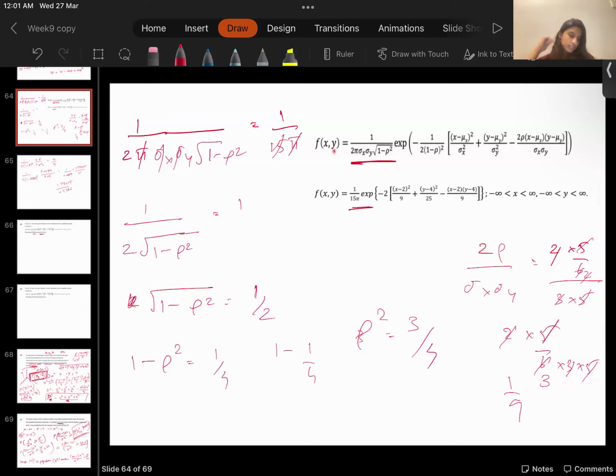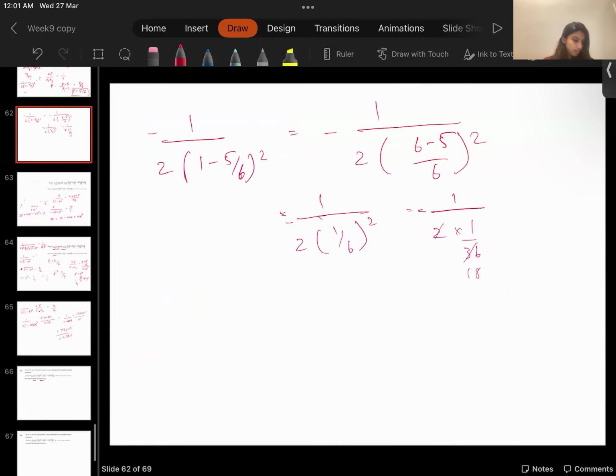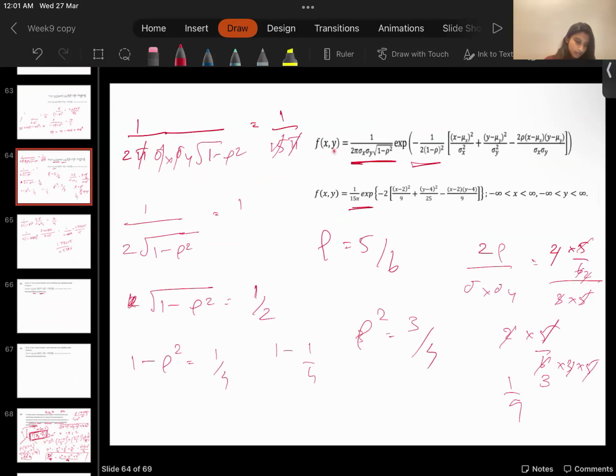So yeah, in this question, you're supposed to get rho is equal to 5 by 6. But yeah, it doesn't satisfy this part. In the solutions that were given to us, it said sigma x and sigma y were 3 and 5, and rho is 5 by 6. But it looks wrong because when you substitute that here, you need to get 2, but you're not getting that.